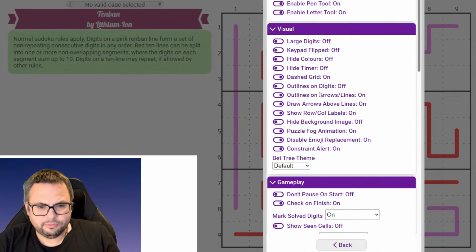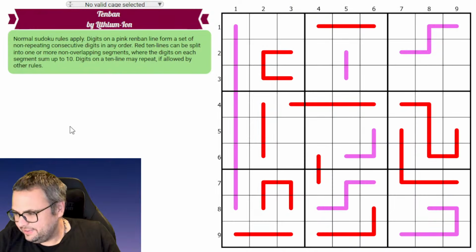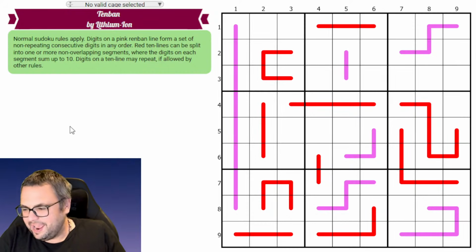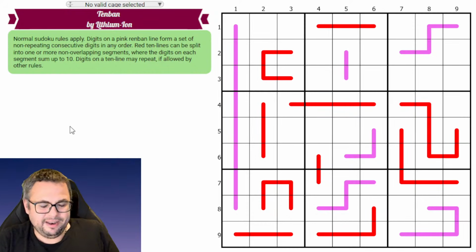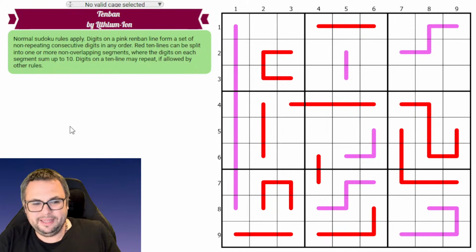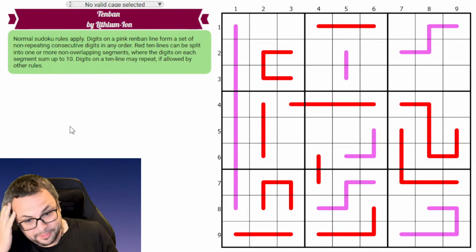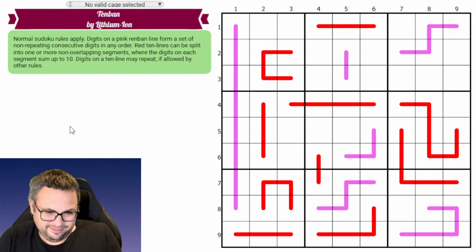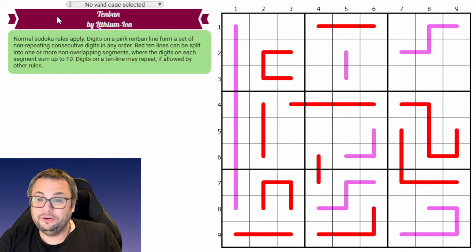Alrighty. Let's do this one next, although let's turn the dashed grid off. Dashed grid is such a funny feature because dashed grid is either completely mandatory or looks completely disgusting, and those are really the only things that exist for dashed grids.